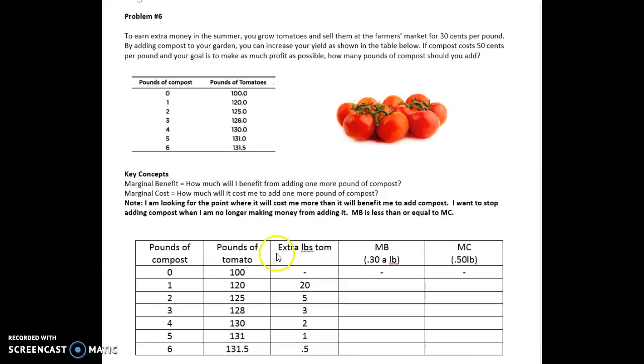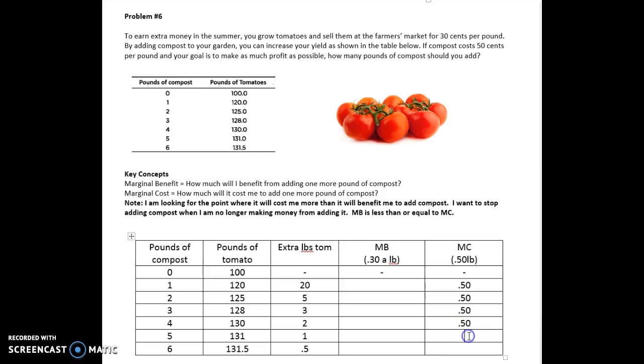So I created an extra pounds of tomatoes column, and then I want to find out what is my marginal benefit. How much am I going to profit from adding the compost, and then what is my marginal cost for adding each pound of compost? Well, in this situation, the marginal cost column is pretty easy to figure out, because every time that I add 1 pound of compost, it's costing me 50 cents more. So here in this column, it's just always going to be 50 cents.